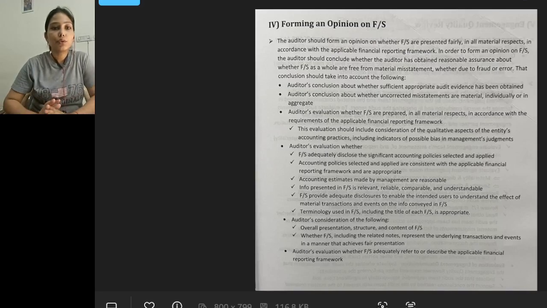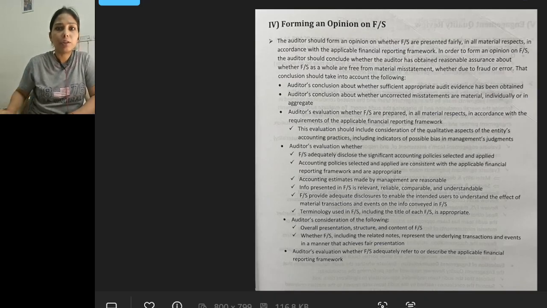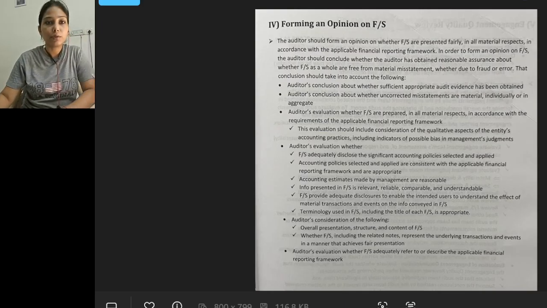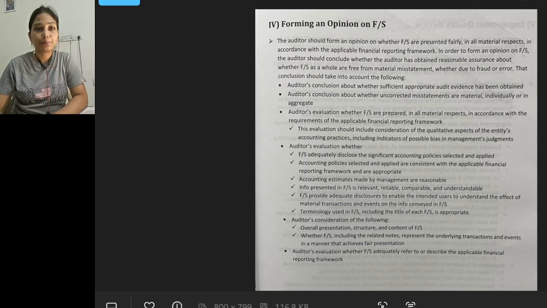Hi everyone, welcome back to the audit class. In today's section we will discuss forming the opinion on the financial statements. How does the auditor form an opinion? We will discuss this in this chapter today.